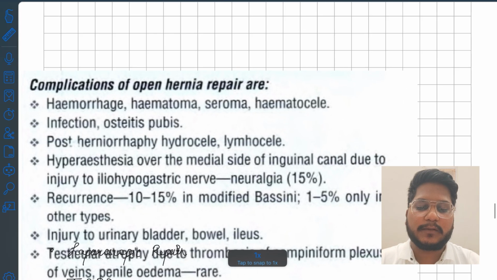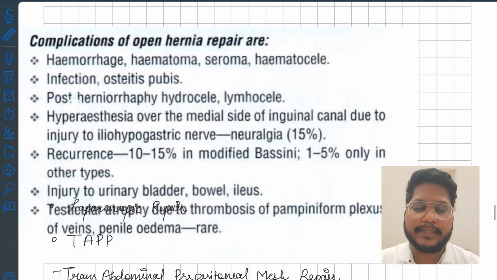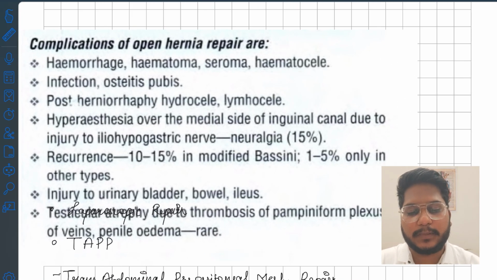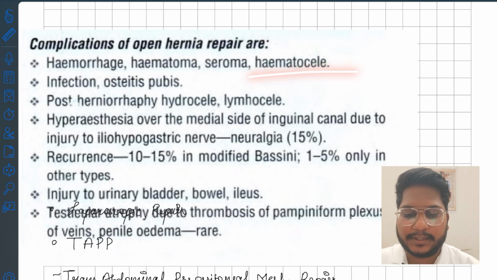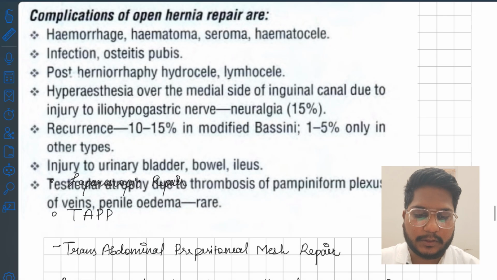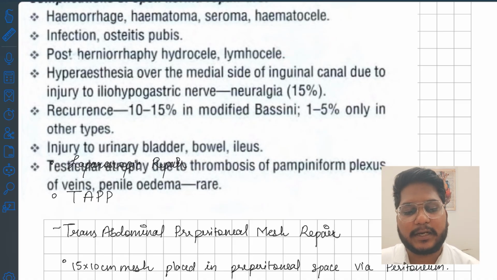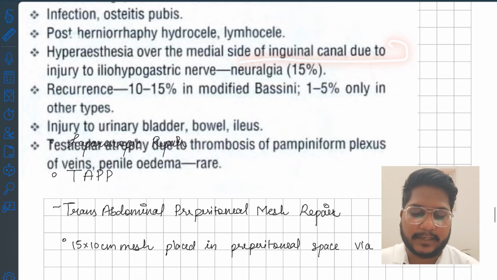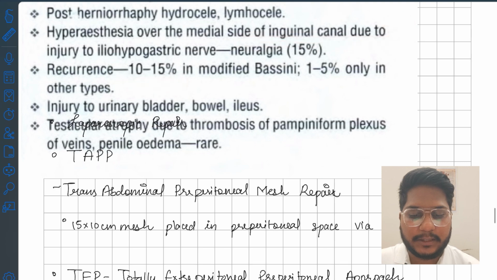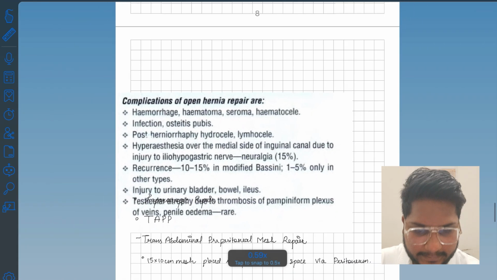Now the complications of open hernia repair. They are hemorrhage, hematoma, seroma, hematocele, infection, osteitis pubis. Then we have post-Herniorrhaphy hydrocele, lymphocele, hyperesthesia over the medial side of the inguinal canal. Then we have recurrence of 10 to 15%. Then we have injury to the urinary bladder, bowel and ileus.